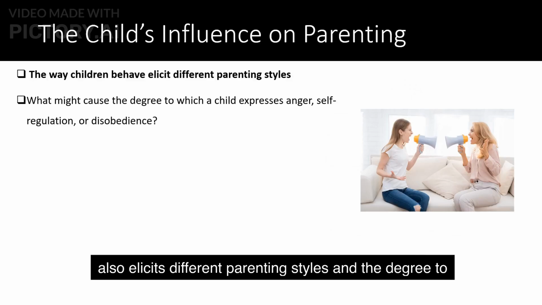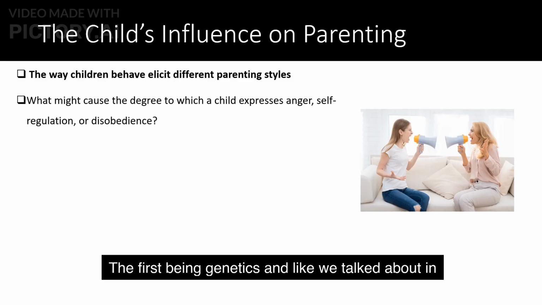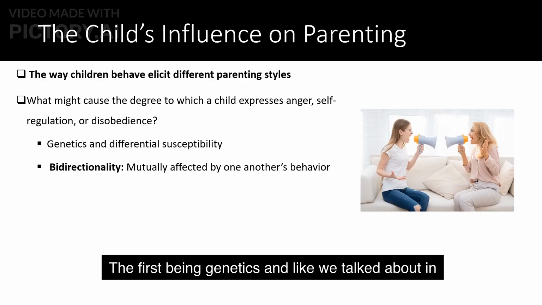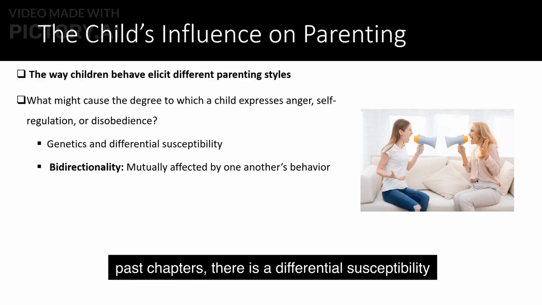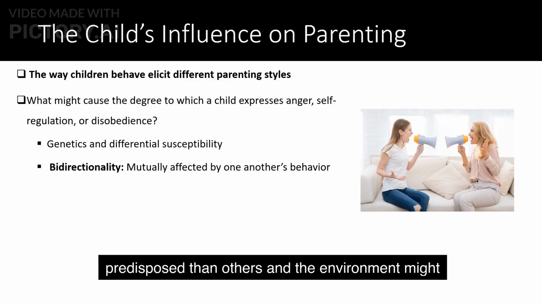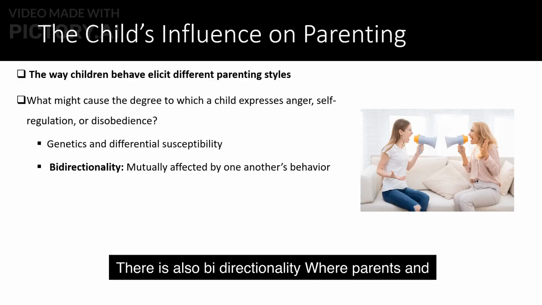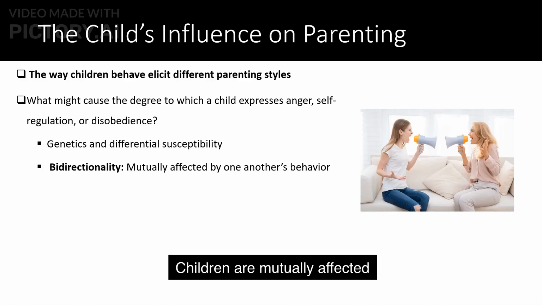The way children behave also elicits different parenting styles, and the degree to which a child expresses emotions like anger, self-regulation, or disobedience might be based on a couple of different things. The first being genetics. And like we talked about in past chapters, there is a differential susceptibility, where children might become more sensitive or more predisposed than others, and the environment might elicit more of a response based on that. There is also bidirectionality, where parents and children are mutually affected by one another's behavior.